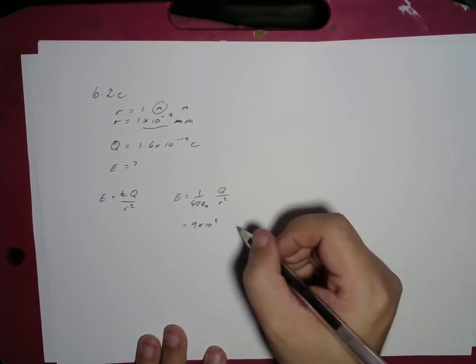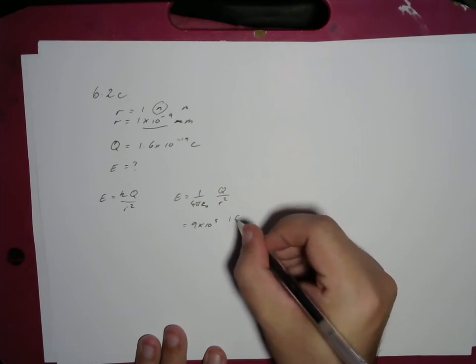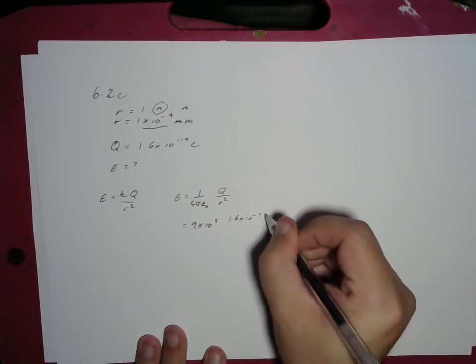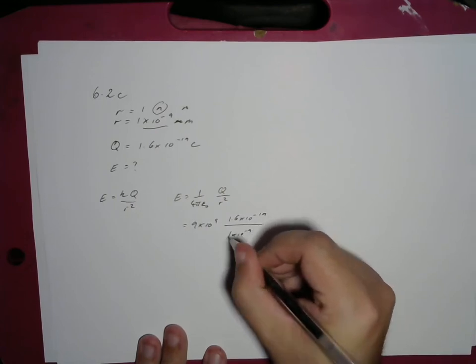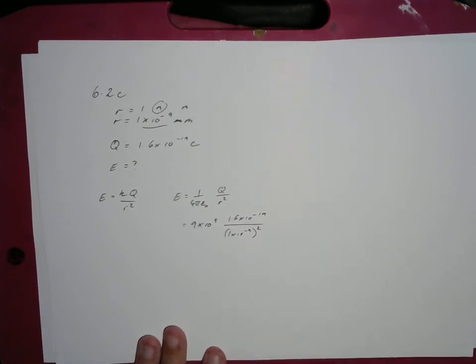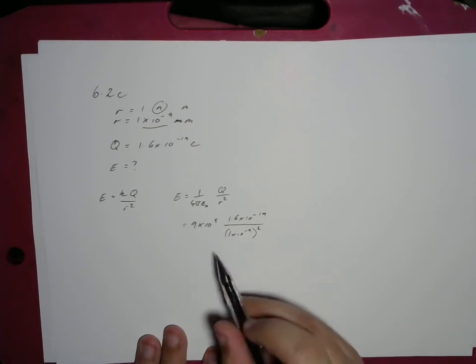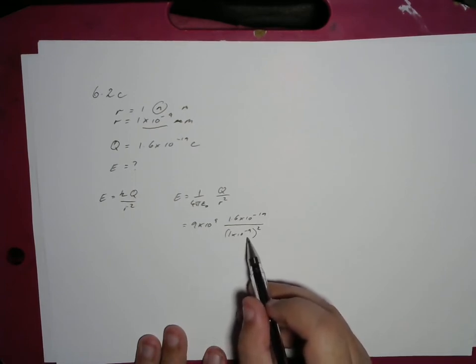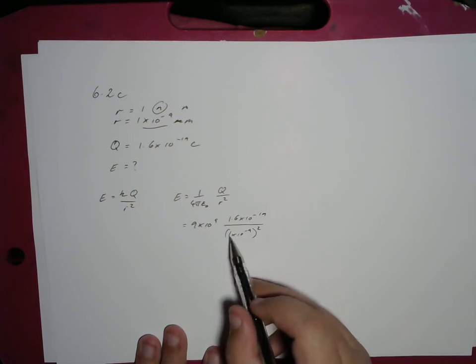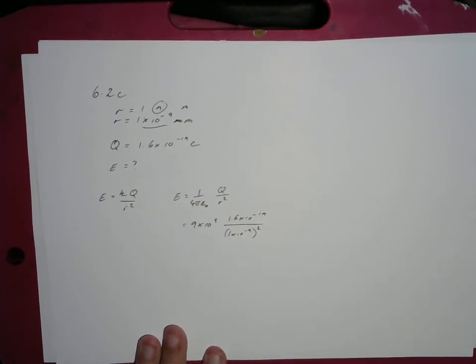9 times 10 to the power of 9. Q is equal to 1.6 times 10 to the negative 19. And our radius is 1 times 10 to the negative 9, squared. Do not forget the whole thing must be squared. I know there's a 1 in this case, but sometimes people do just the squaring of the power and forget the number at the front.